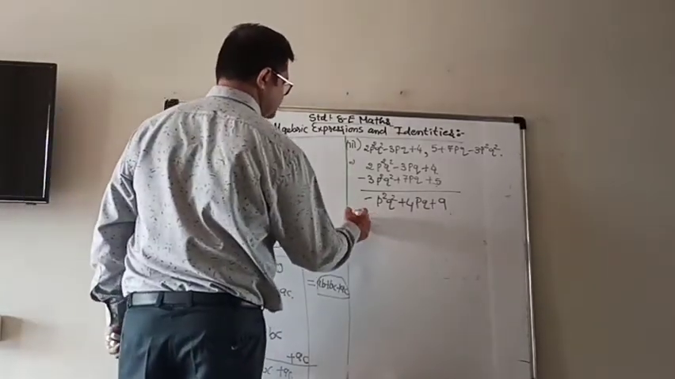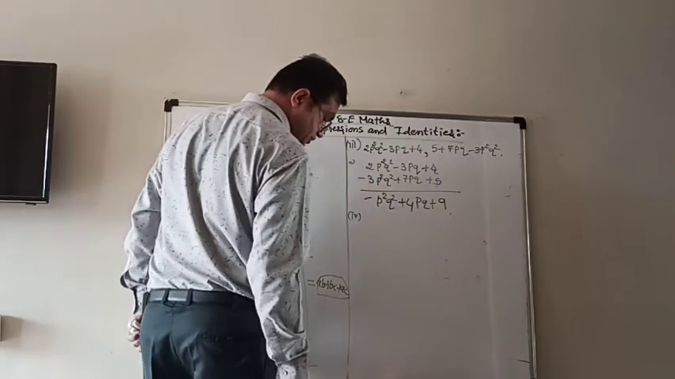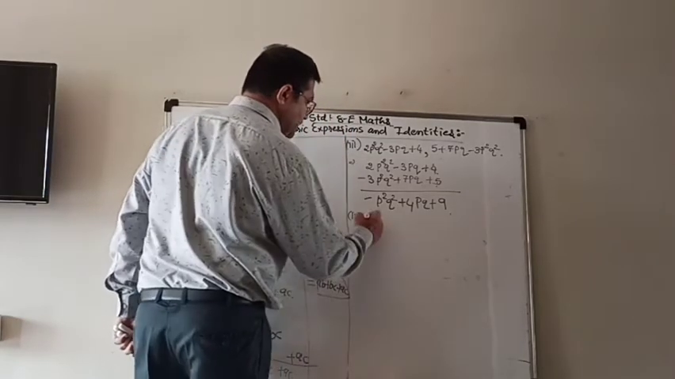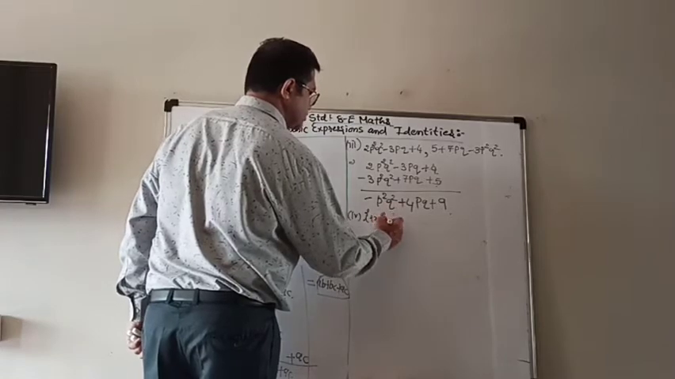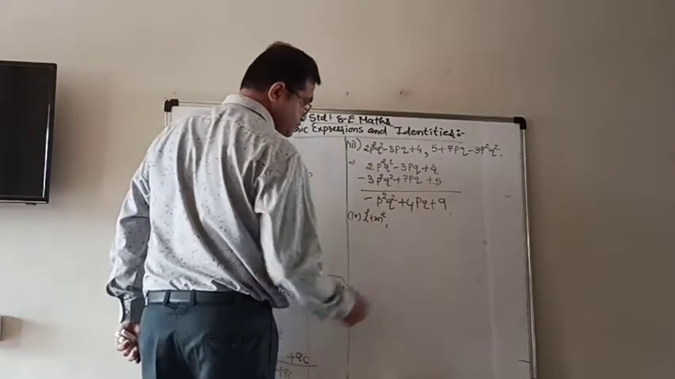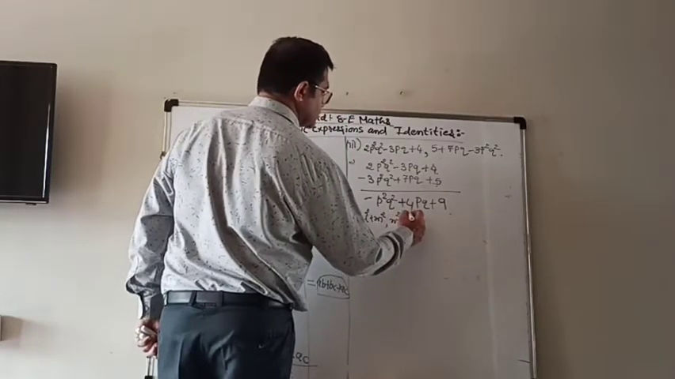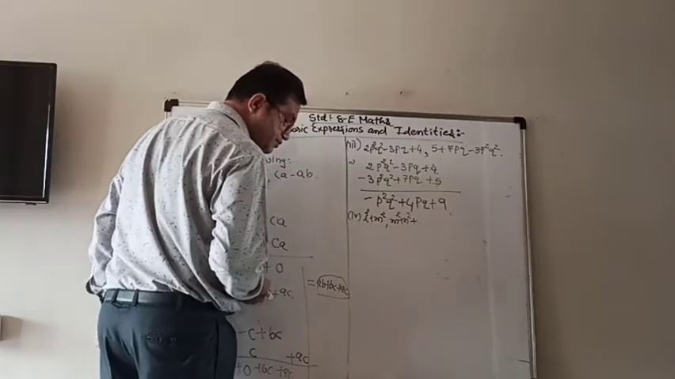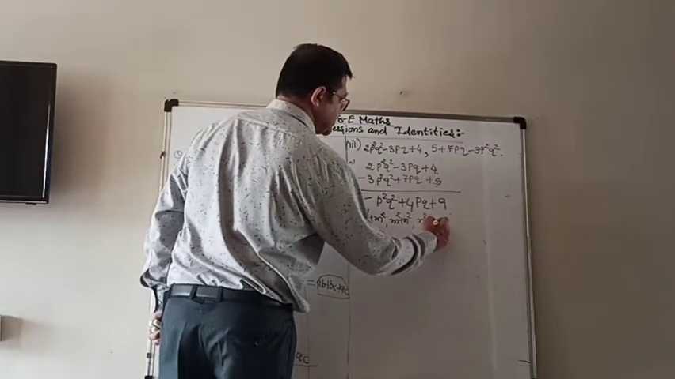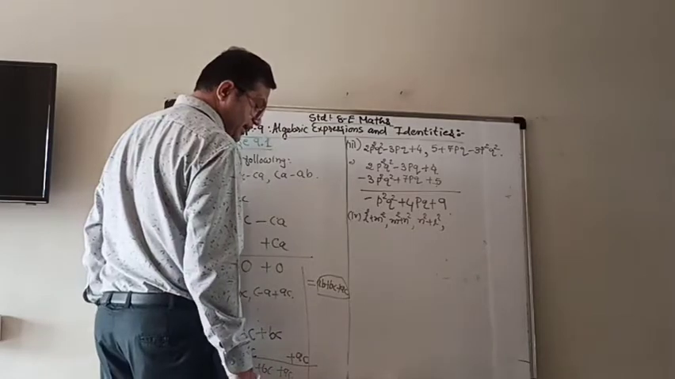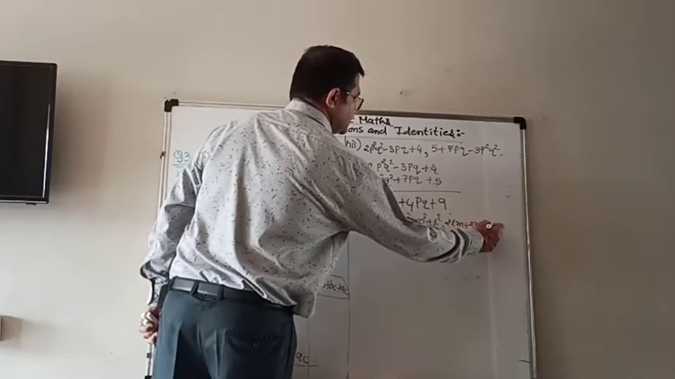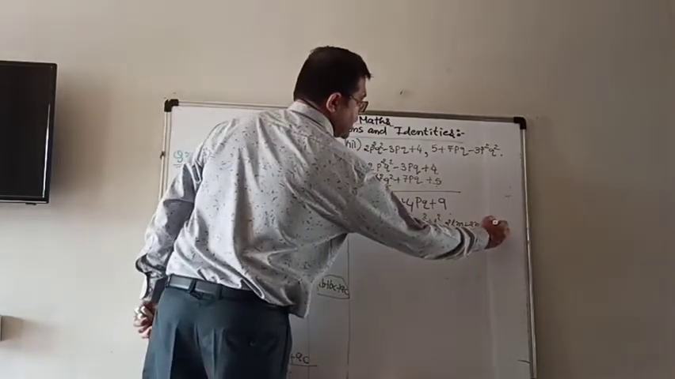Next, the fourth one. In the fourth, L square plus M square, comma, M square plus N square, comma, N square plus L square, and the last is 2LM plus 2MN plus 2NL.